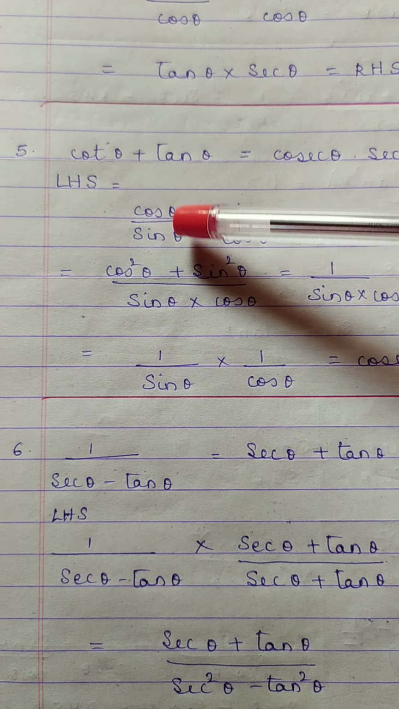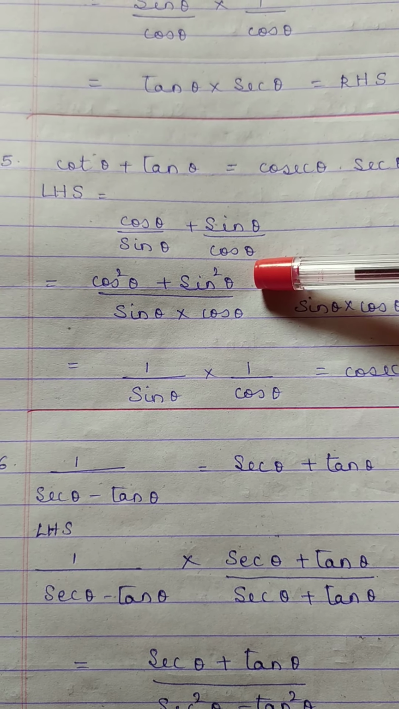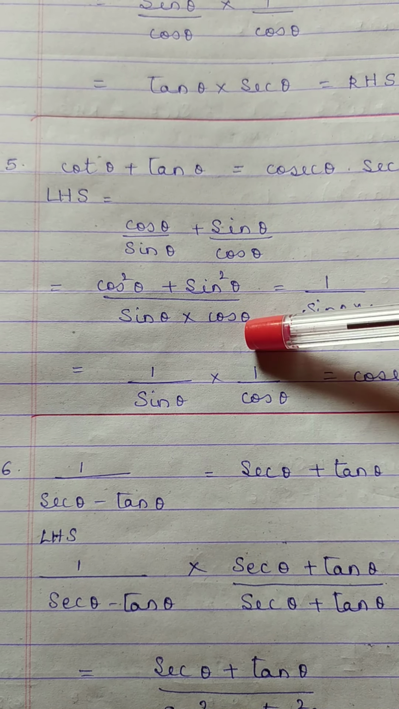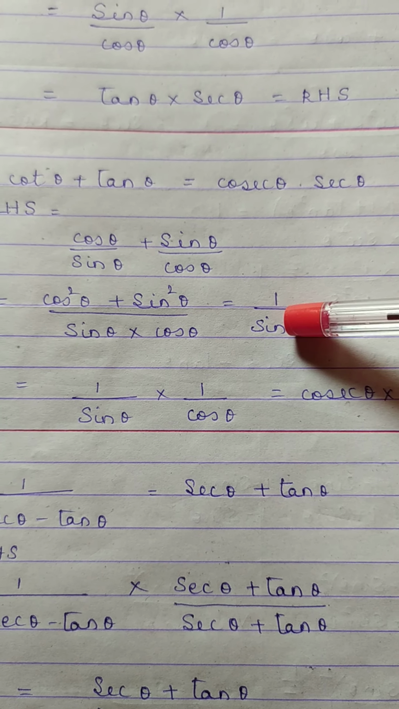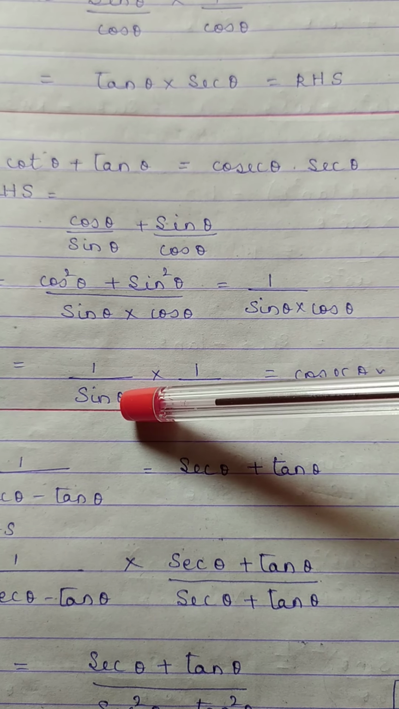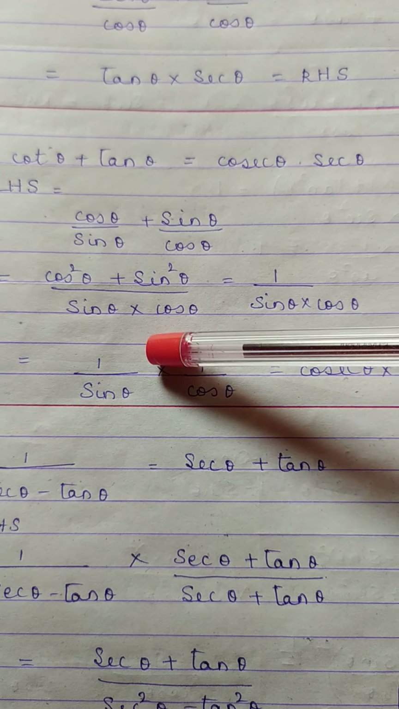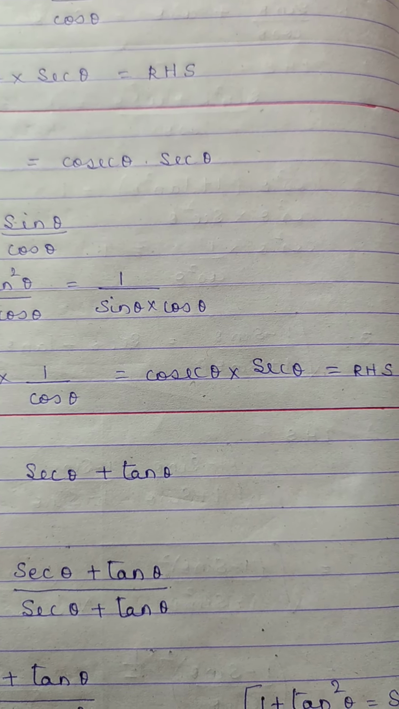So write in terms of cos and sine. Cot is cos upon sine, tan is sine upon cos. Cross multiply, find the LCM. So sine square theta plus cos square theta is 1 upon sine theta cos theta. When I separate 1 by sine theta into 1 by cos theta, 1 by sine is cosec, 1 by cos is sec. So I get my RHS.